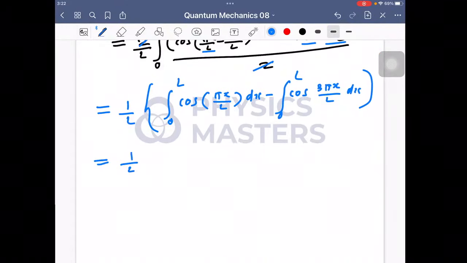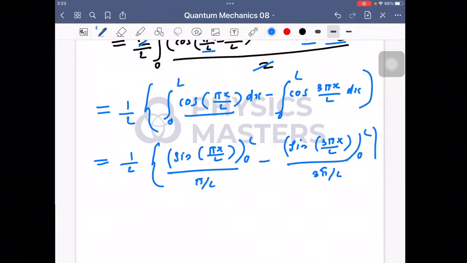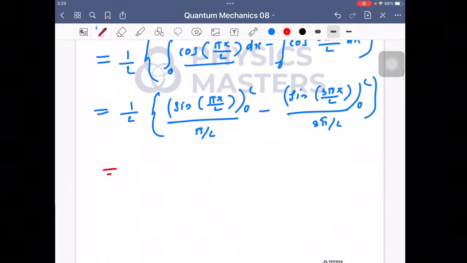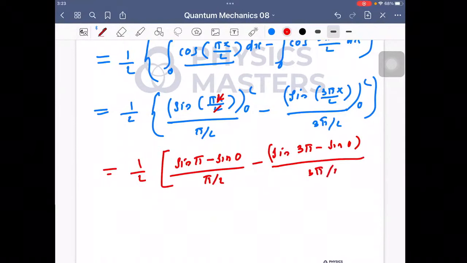So this is equal to 1 by L. Integral of cos theta equals sine theta. So this will be equal to sine pi x upon L divided by pi by L, limit 0 to L, minus sine 3 pi x upon L upon 3 pi by L, limit 0 to L. If you give the limit, you will get 1 by L. Here, if you give upper limit x equal to L, L and L get cancelled, you will get sine pi, lower limit sine 0, upon pi by L, minus sine 3 pi minus sine 0 upon 3 pi by L.